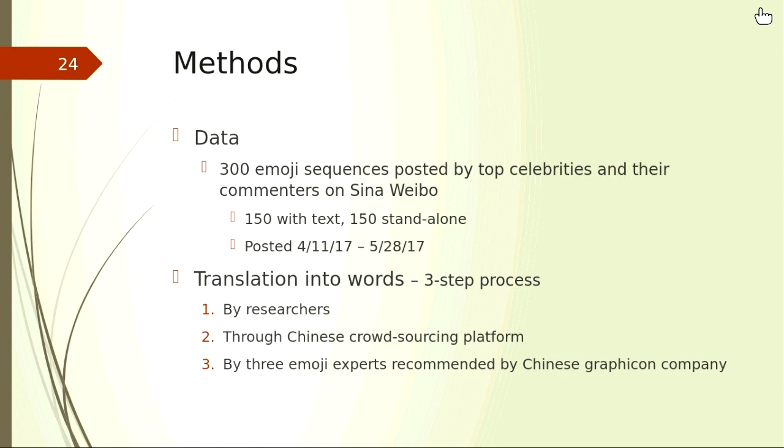Because the meanings of emoji sequences are often opaque, we followed a rigorous three-step process in translating them. First, we translated ourselves those that we could, and because my co-author is Chinese, she was able to provide cultural insights. And then there was a certain number that we weren't sure about. We had those translated through a Chinese crowdsourcing platform, the Chinese equivalent of Amazon Mechanical Turk. And after that process, they agreed with each other over 80% of the time. But then there were, I think, 7 sequences that they weren't really sure about. And at that point, we asked 3 emoji experts that were recommended by a Chinese graphicon company, and they were able to agree themselves on those last 7. And so we basically got pretty good agreement on all of these translations.